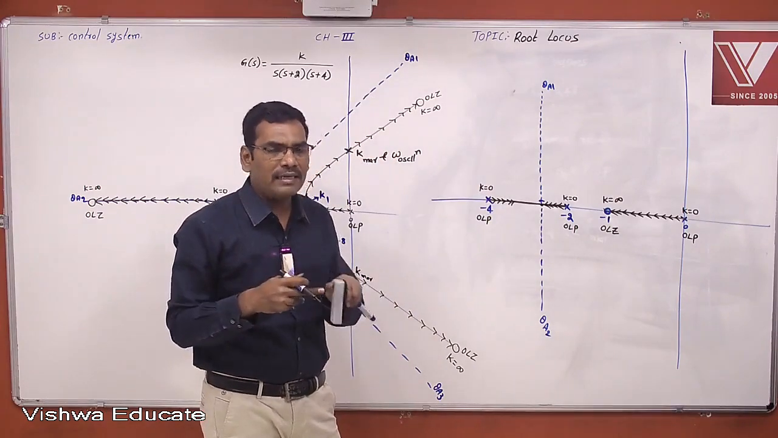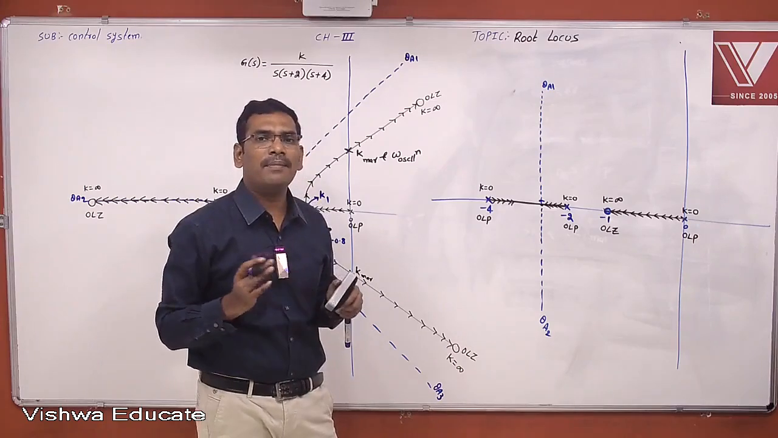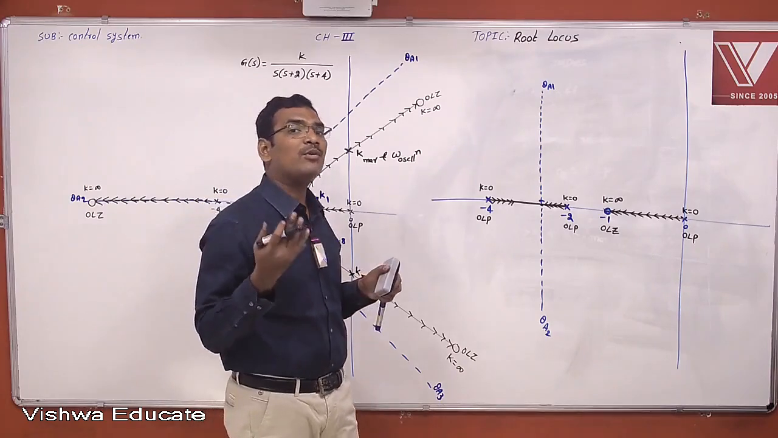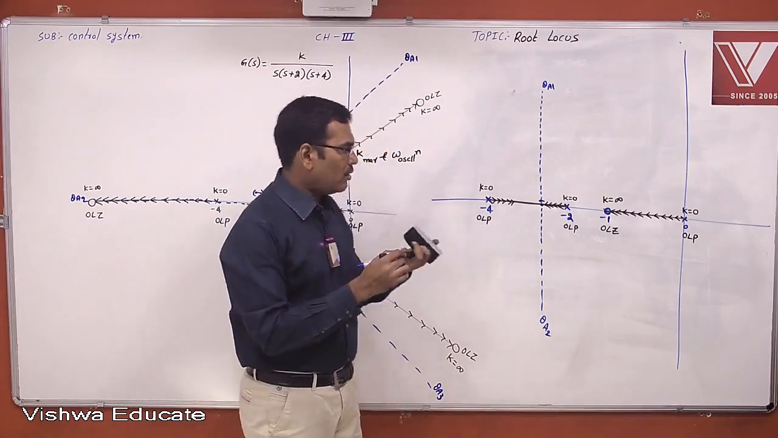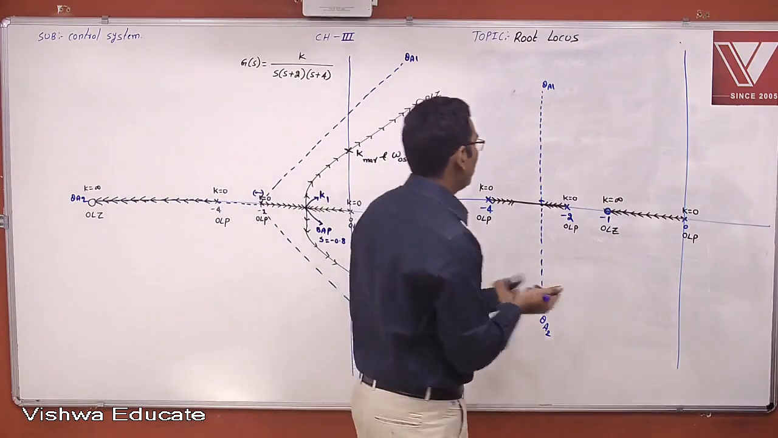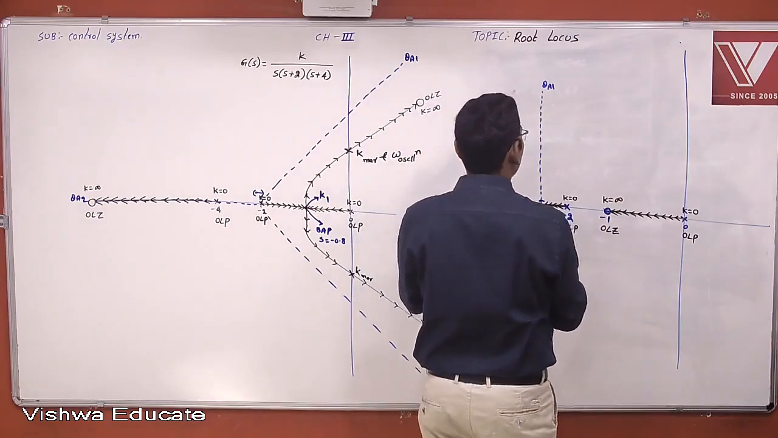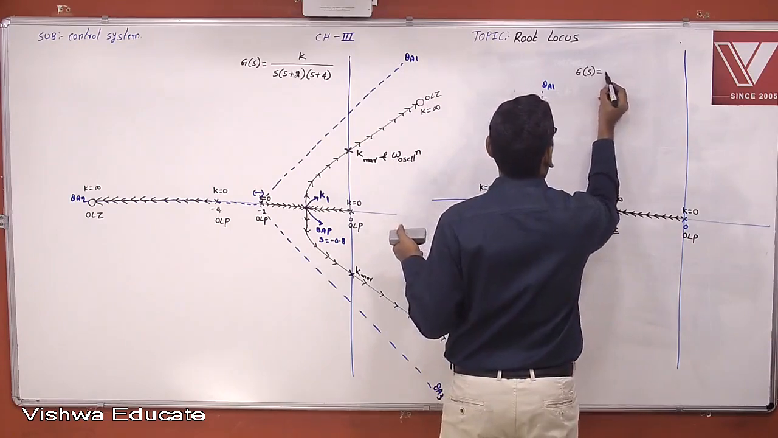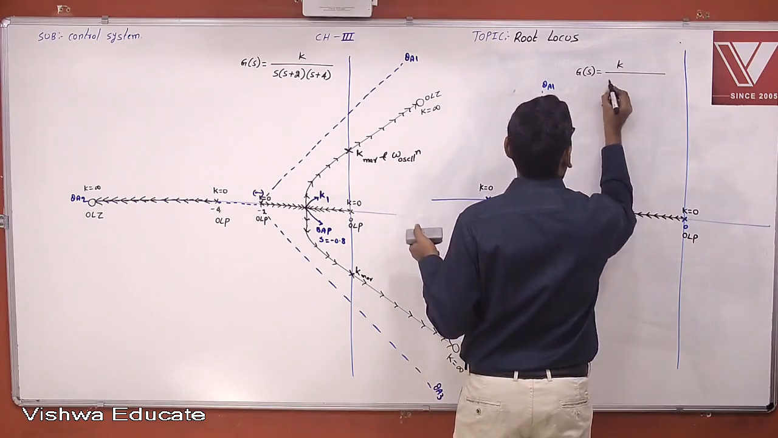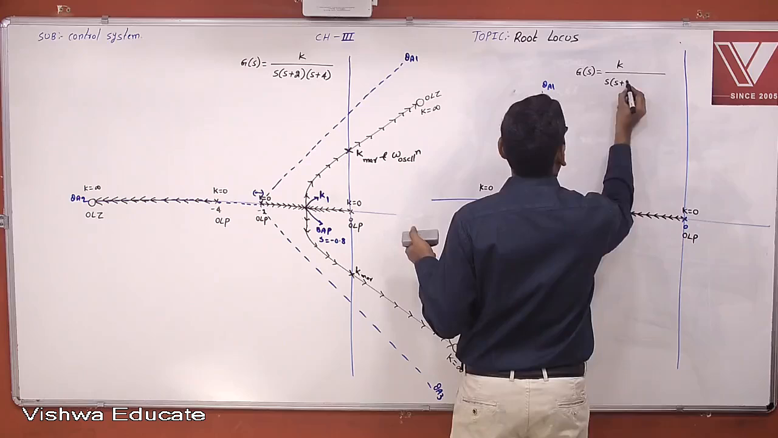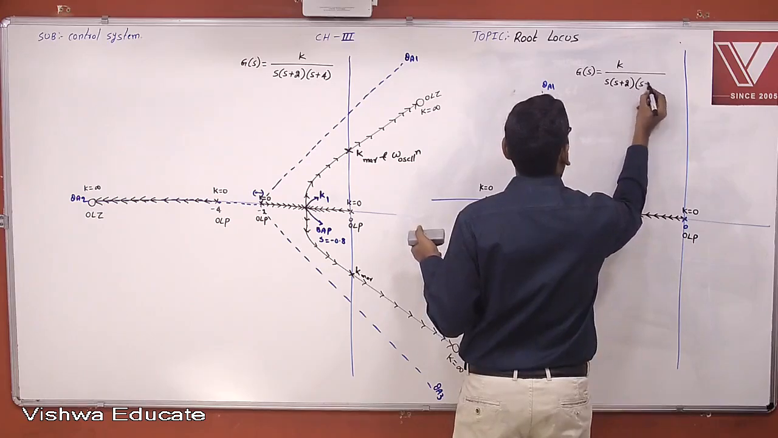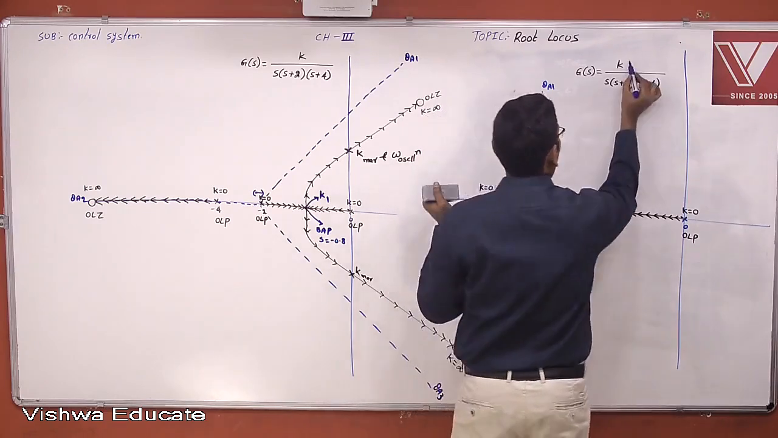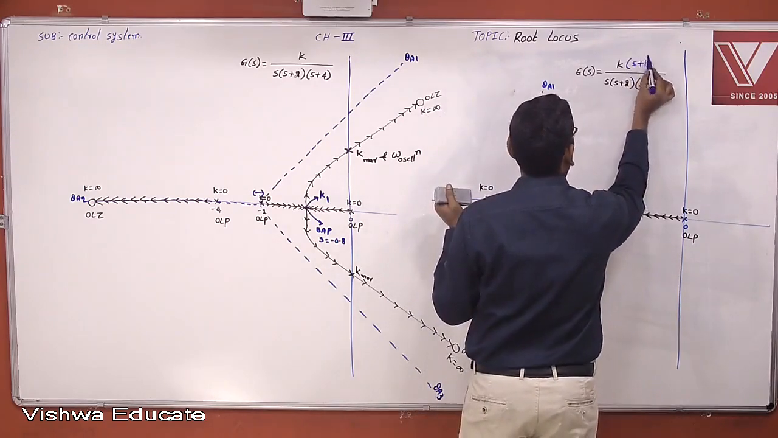First you will meet. That meeting point is nothing but a breakaway point or break-in point. So you have to calculate the breakaway point. Now this is the problem, right? What is the problem? This problem is g of s, which is the same problem, k by s into s plus 2 into s plus 4. I just add one finite zero here, which is s plus 1.